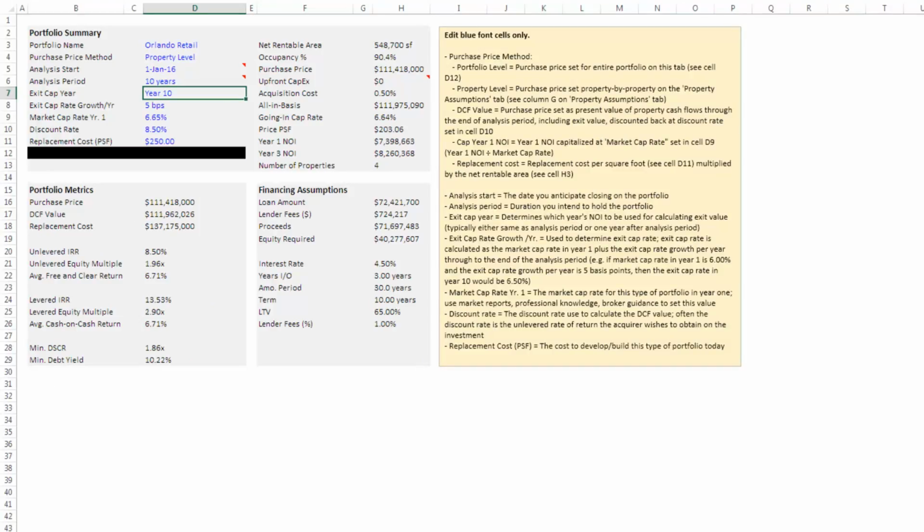What it does, I didn't have an NOI value to cap our exit.